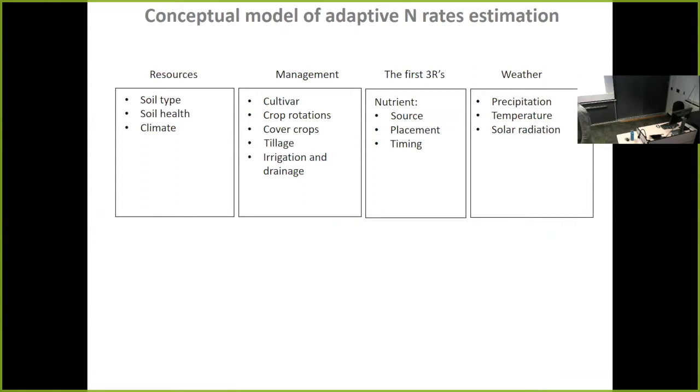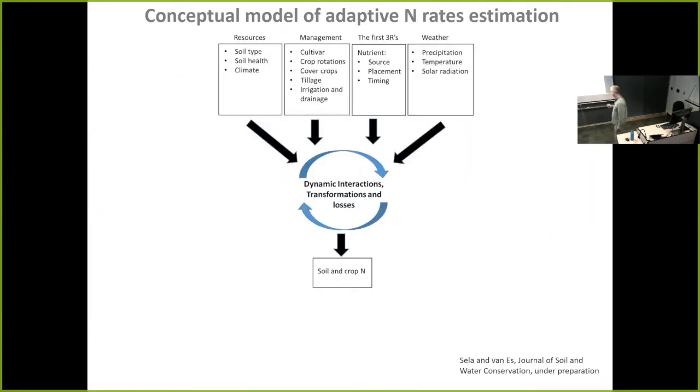And of course, the whole field is subjected to weather, the effect of precipitation, temperature, solar radiation, all these things that drive the transformation of nitrogen in the soil. So all these factors continuously interact in space and in time to affect the soil and crop N in any given moment in the field. And you can use external inputs like remote sensing, like soil tests, to validate or correct your estimation of soil N and crop N in your field.